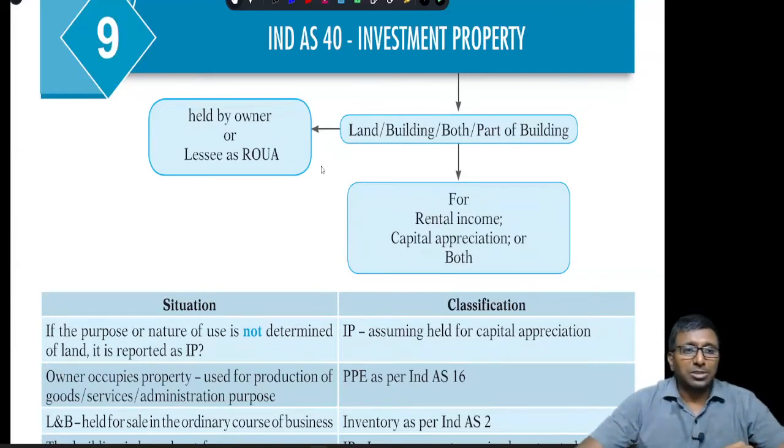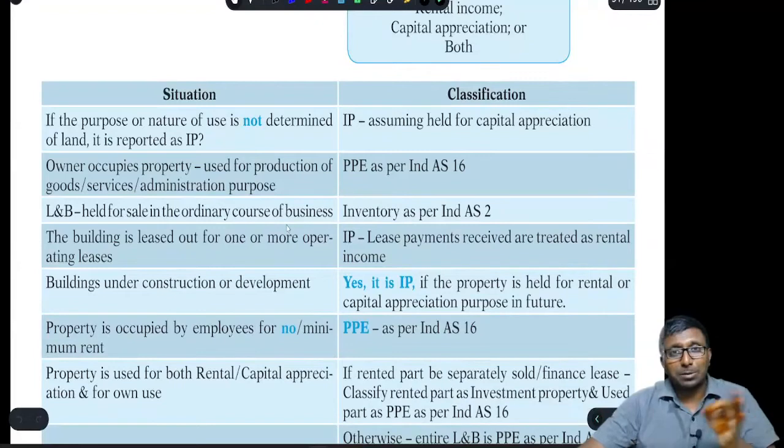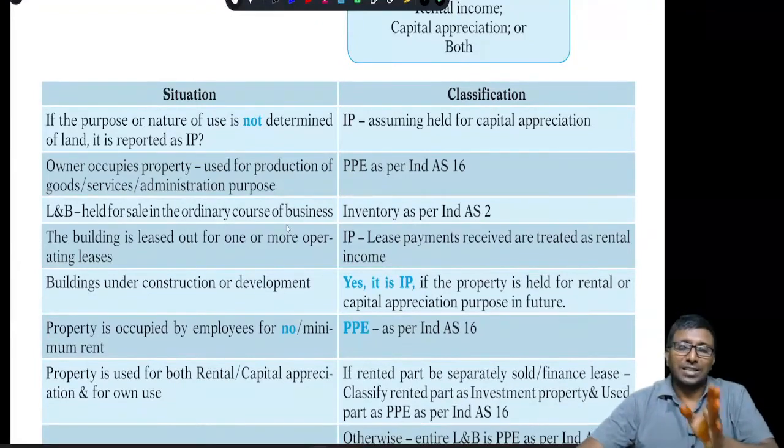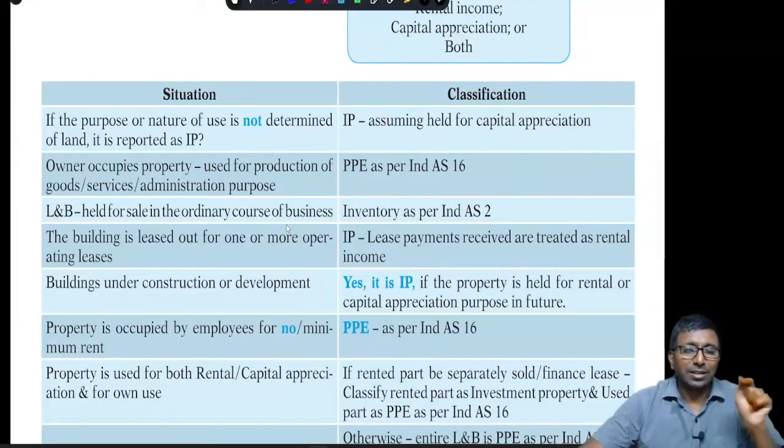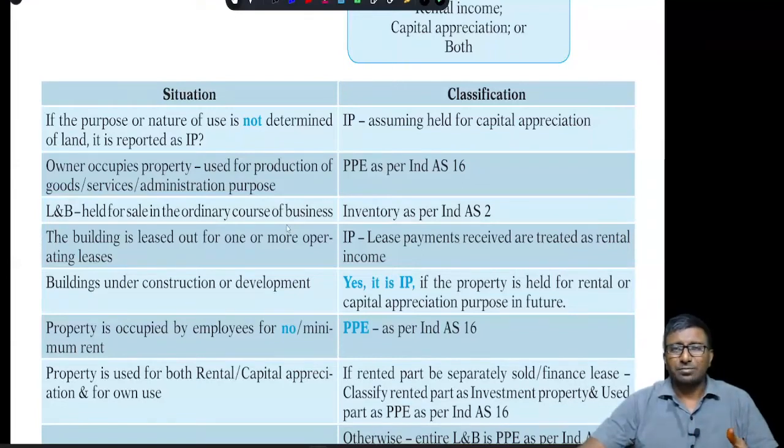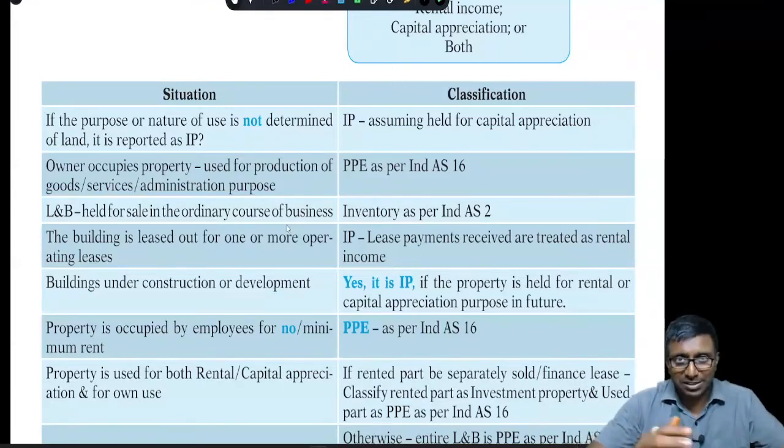There are a few examples which I have given. If it is land where the purpose is not determined, then you can say it is an investment property. Remember, land held for an undetermined purpose is investment property. If it is owned and used by the company, then it is PPE. If it is held for sale in the ordinary course of business, then obviously it is inventory as per Ind AS 2. And if it is a building under construction, then you have to ask the management what the purpose of this construction is. If they say it is for rental or capital appreciation, then obviously it is investment property. According to their intention of usage, you are supposed to classify.